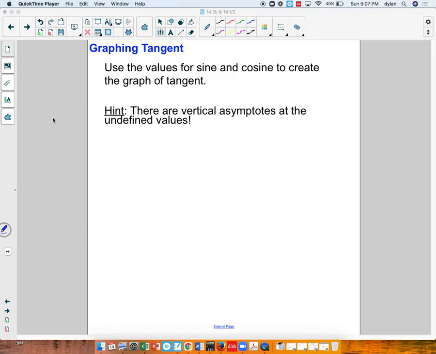So in this case, there's a handout that you need to print out. If you haven't printed out the handout, please do so before you continue the video, and then resume as soon as you're ready.